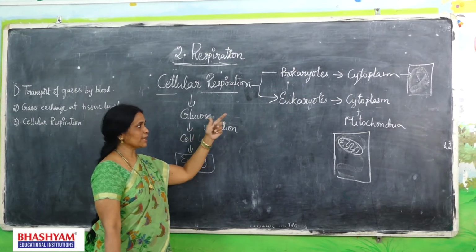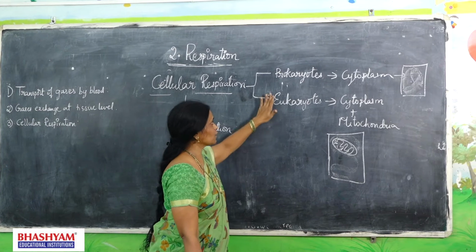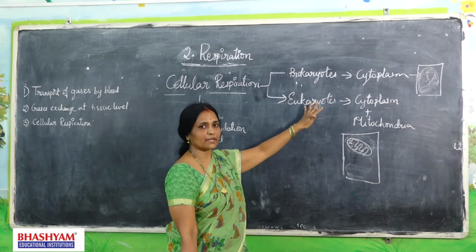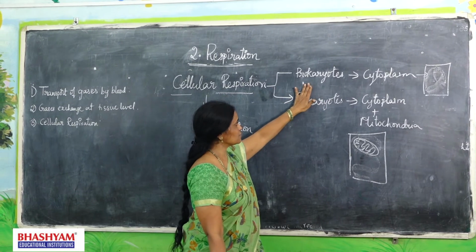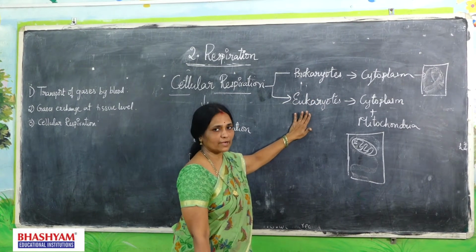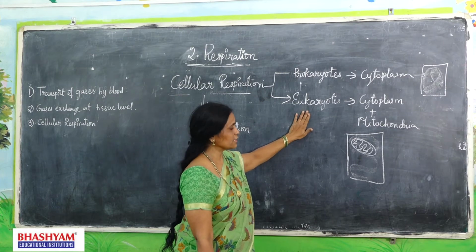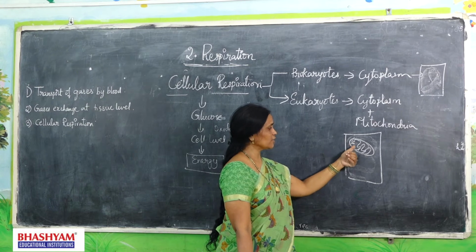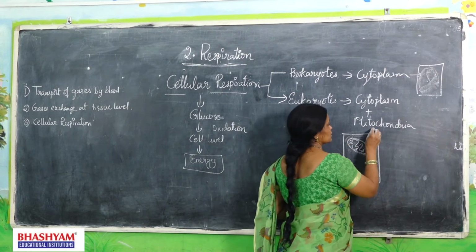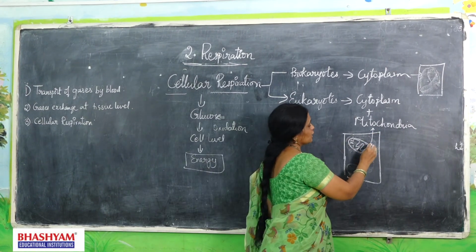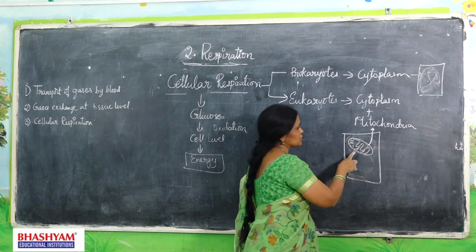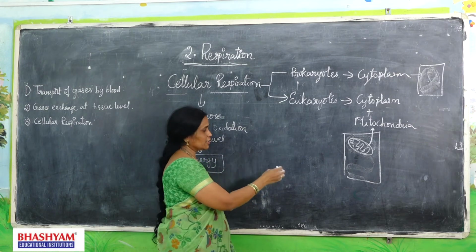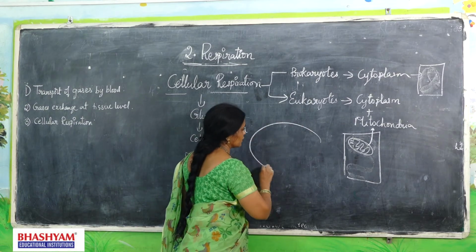As we all know, prokaryotes differ from eukaryotes. In prokaryotes, a well-defined nucleus is absent. In eukaryotes, a well-defined nucleus is present, along with different types of cell organelles. The cell organelle which is involved in the process of respiration is mitochondria. Coming to the structure of mitochondria, you already discussed it in 9th class.